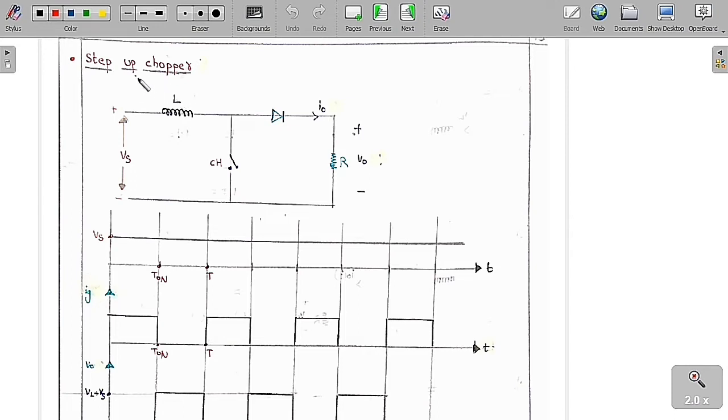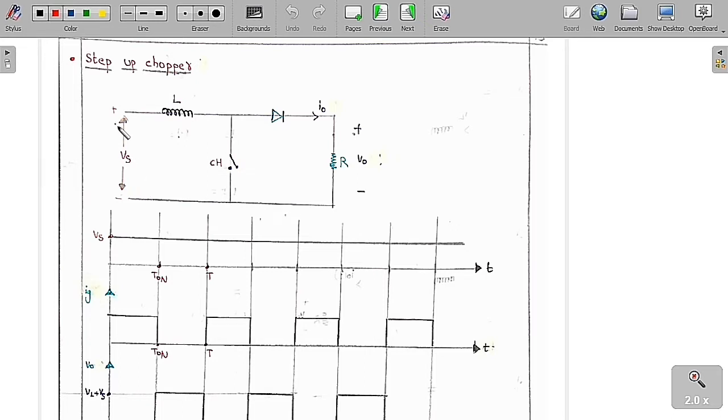Whereas for the step down chopper, it will be S, V, L. So S, V, L for the step down chopper, and here S, V, L like this, just with a shift in the anti-clockwise direction. For the step down chopper it is S, V, L, but for the step up chopper, just give a shift in the anti-clockwise direction. So this is the circuit diagram we are going to get: switch, chopper, diode and inductor.